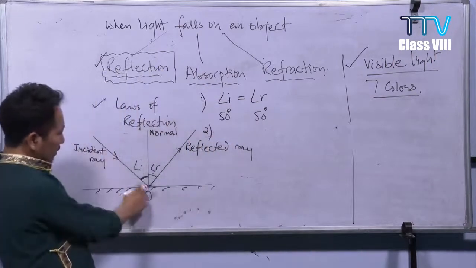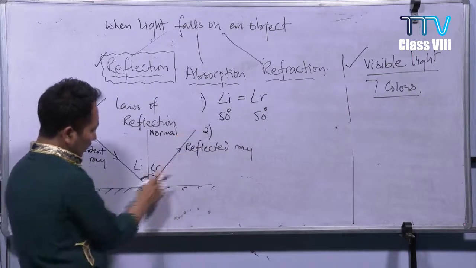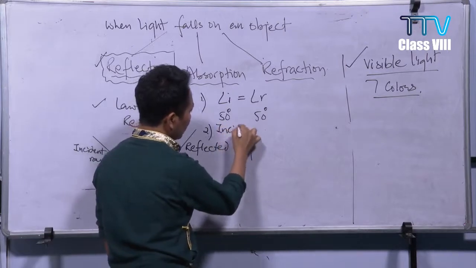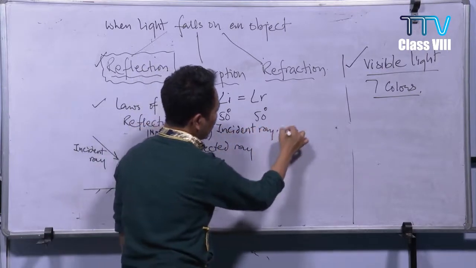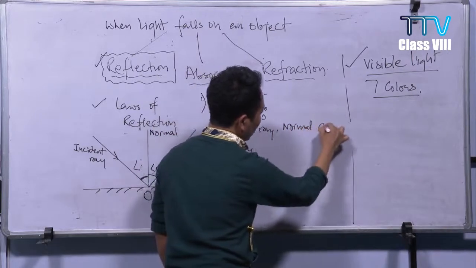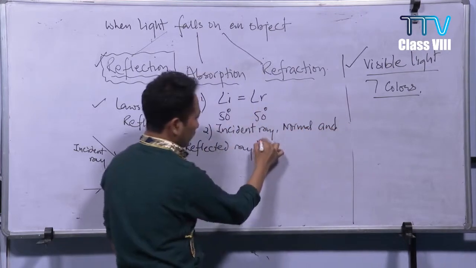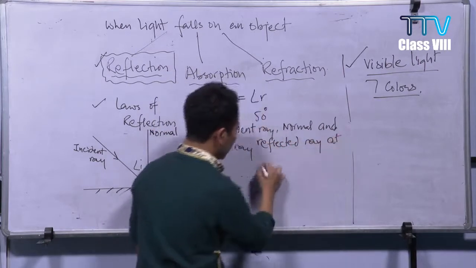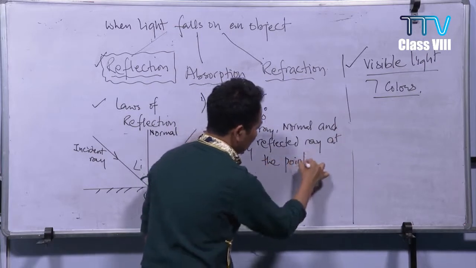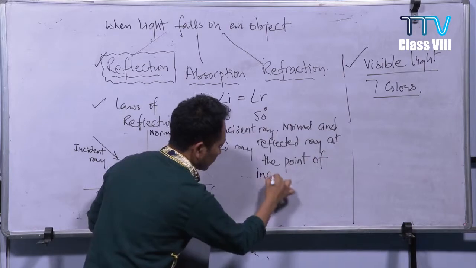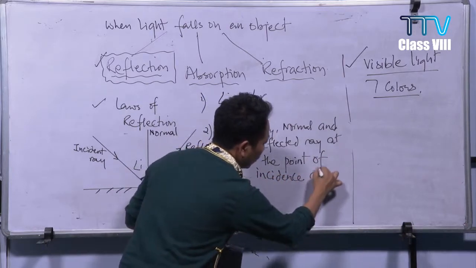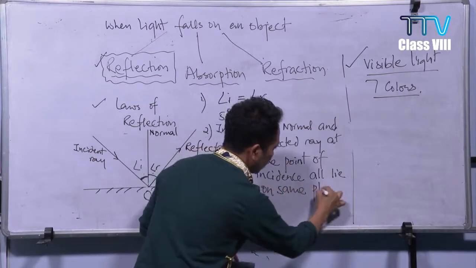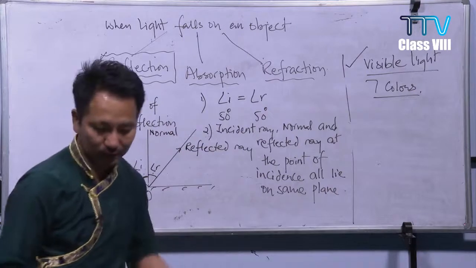Number two, the incident ray, the normal and the reflected ray at the point of incidence all lie on the same plane. This is the second law of reflection. So we've got two different laws of reflection.